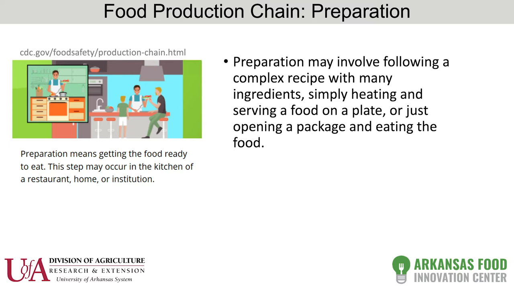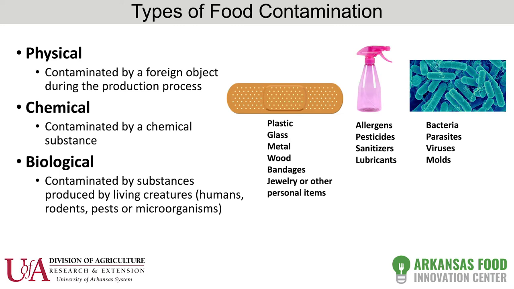If a cook uses a cutting board or knife to cut raw chicken, and then uses the same knife or cutting board without washing it to slice tomatoes for a salad, the tomatoes can be contaminated by germs from the chicken. Contamination can occur in a refrigerator if uncooked meat juices get on items that will be eaten raw. As you have seen in the previous slides, there are many opportunities for food contamination to occur.